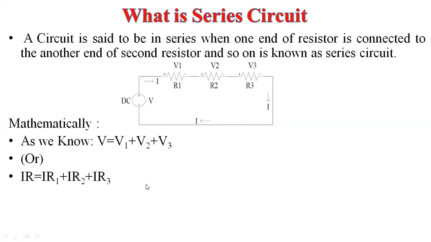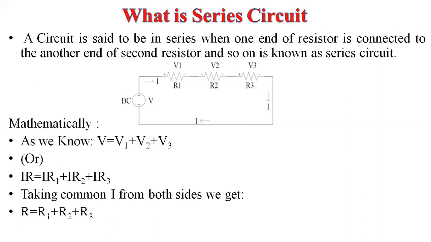Okay, so taking common current I on both sides, we get resistance R is equal to R1 plus R2 plus R3. So R represents the equivalent resistance of the series circuit. When resistances are connected in series, the equivalent resistance is R is equal to R1 plus R2 plus R3. So this is our series connection.